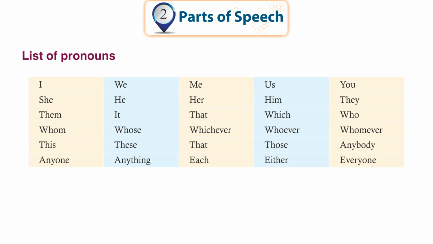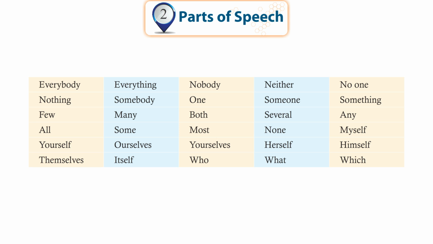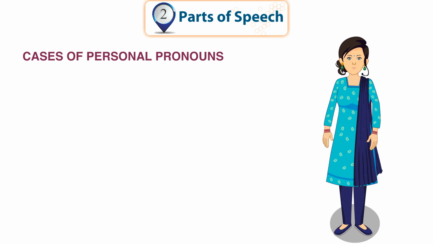List of pronouns: I, we, me, us, you, she, he, her, him, they, them, it, that, which, who, whom, whose, whichever, whoever, whomever, this, these, that, those, anybody, anyone, anything, each, either, everyone, everybody, everything, nobody, neither, no one, nothing, somebody, one, someone, something, few, many, both, several, any, all, some, most, none, myself, yourself, ourselves, yourselves, herself, himself, themselves, itself, who, what.